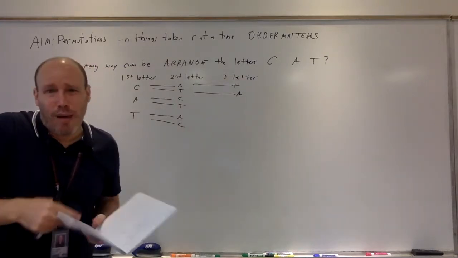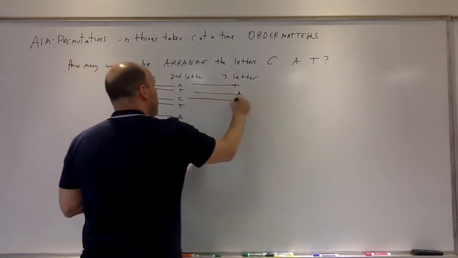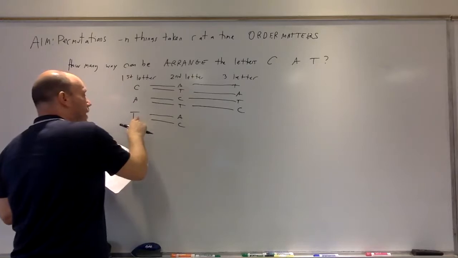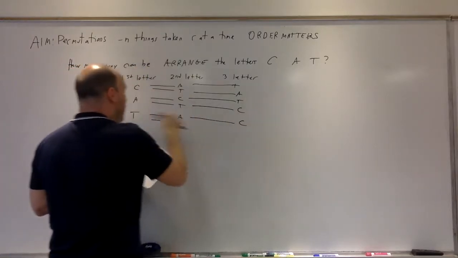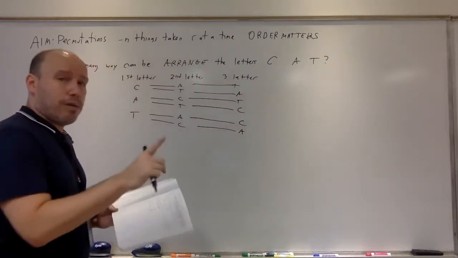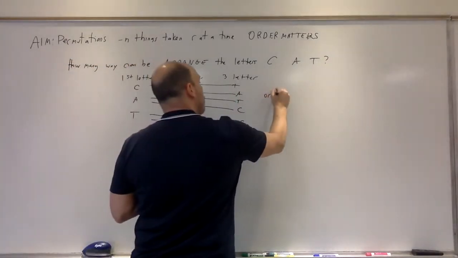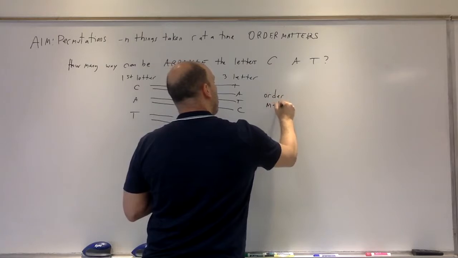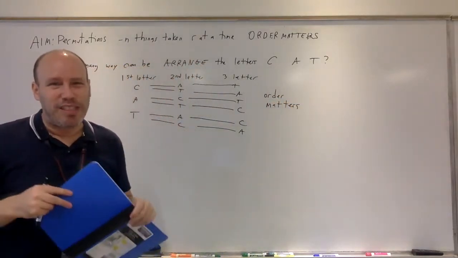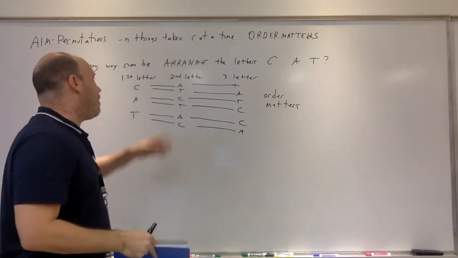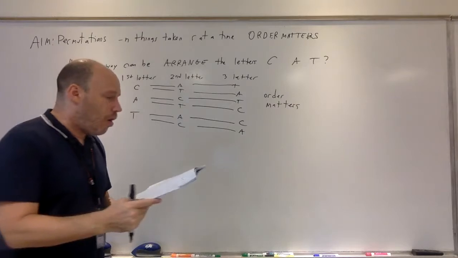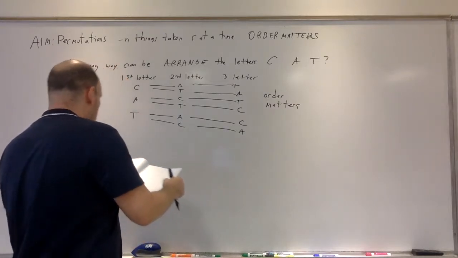letters are left for the third option? Only one. Here it's the T. In this fourth case, there's only a C. T-A, all we have left is C. T-C, all we have left is A. And once again, we see order matters. For these words, you'll see words in parentheses. So CTA is not a word, but we're considering it a word.